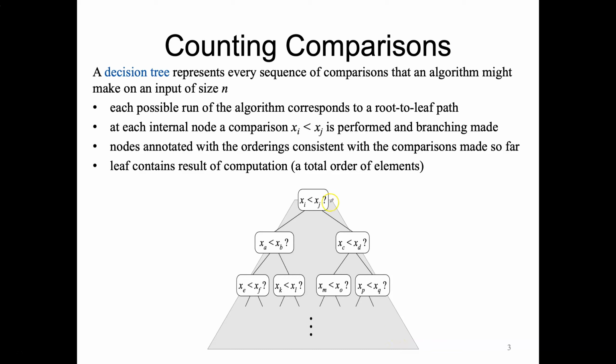So at every internal node, we make some comparison and we choose to go either to the left or the right based on the result of that comparison. So how many comparisons would we have to make? This would be a root to leaf path. How many comparisons would we have to make in the worst case?